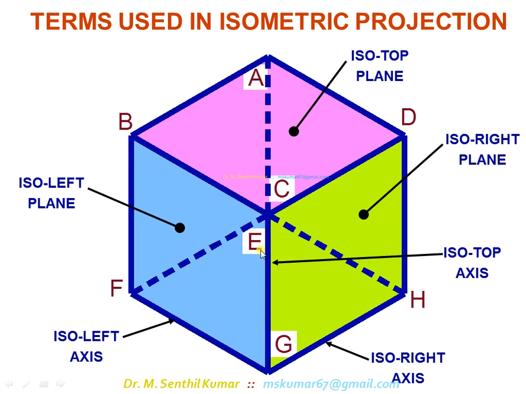So this is the combined view of all these things. CD is an isometric right line, CB is an isometric left line, CG is an isometric top line. The green one is the isometric right plane, the magenta is the isometric top plane, the cyan color is the isometric left plane.